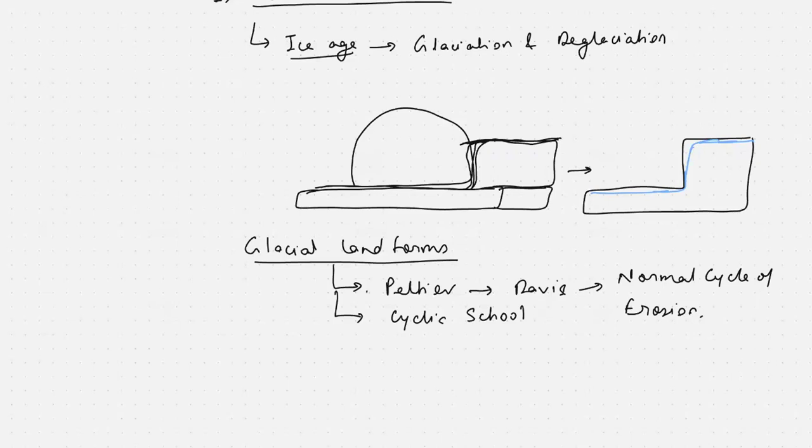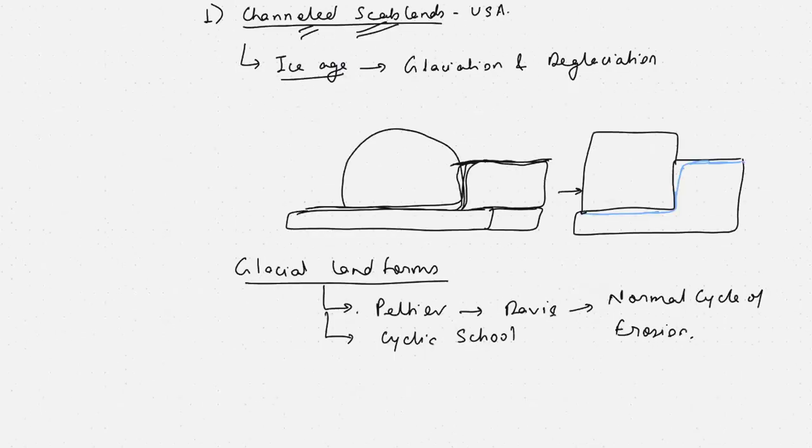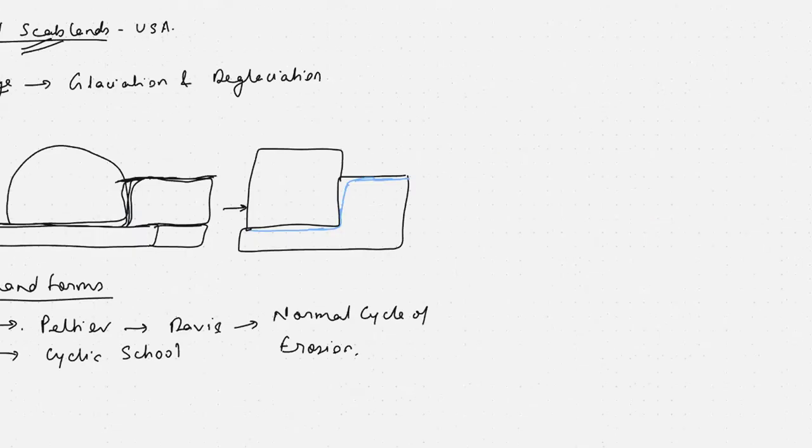Okay, so for example, this was the glacier, this was a part of the glacier. There was erosion at the lower part, and this has resulted in the formation of one of the landforms called scabland. So these are scablands. How will the scablands look? For example, this is our landform, and there will be channelizing of river water like this.